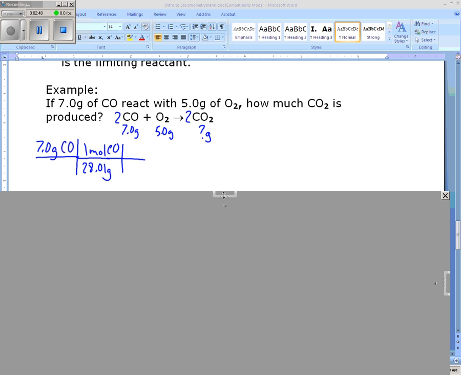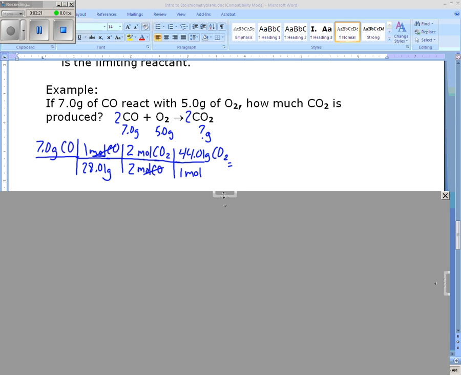Now, can I use mole ratio? Yes, because I have moles here. So, moles of CO, and then moles of where the question mark is, CO2. You fill it in with the coefficients 2 and 2. Now I have the moles of CO2, but I need to go to grams, so I'll go ahead and do that. And moles of CO2, in 1 mole of CO2, it's 44.01 grams of CO2.